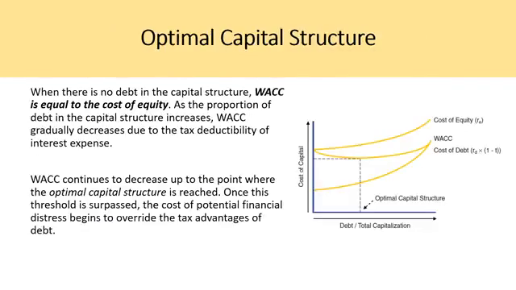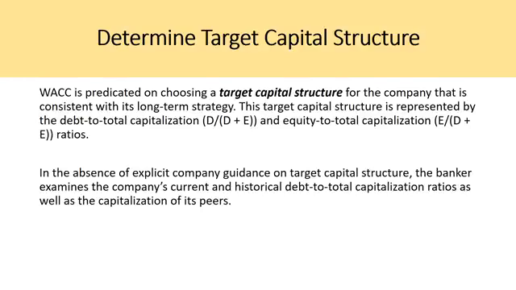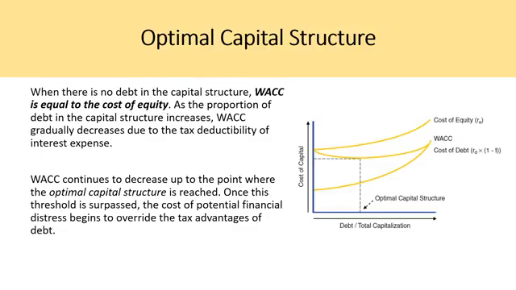Now, let's just talk a little bit about this theory, the optimal capital structure, because it's important to understand why the target capital structure is so important. So when there is no debt in the capital structure, the weighted average cost of capital is equal to the cost of equity, right? Because we're not taking any weighting from the cost of debt.